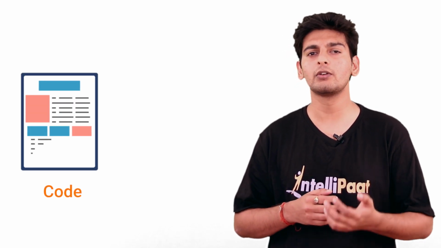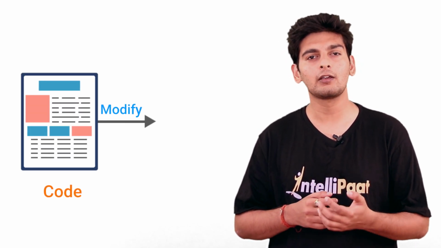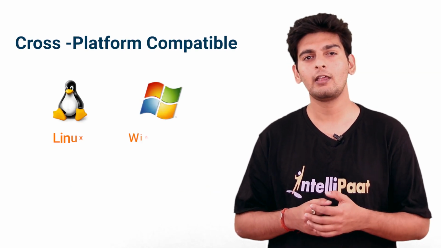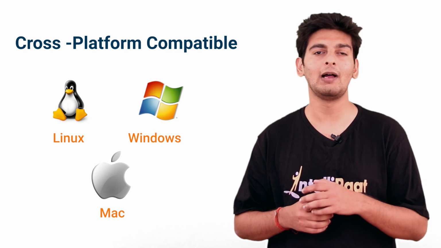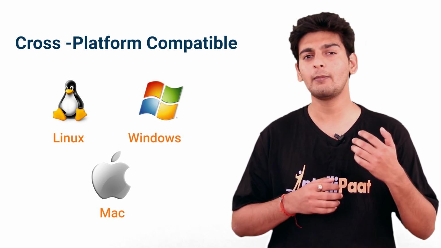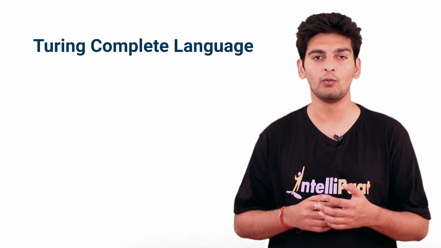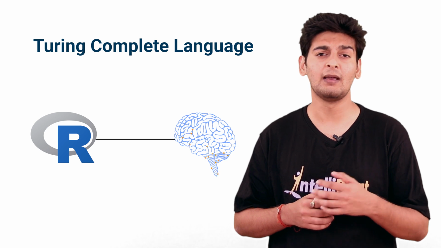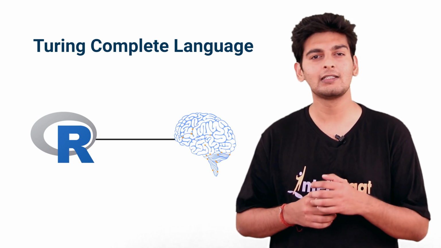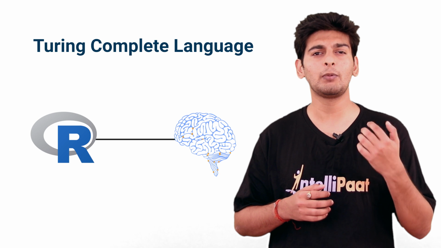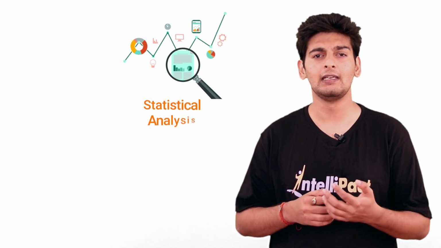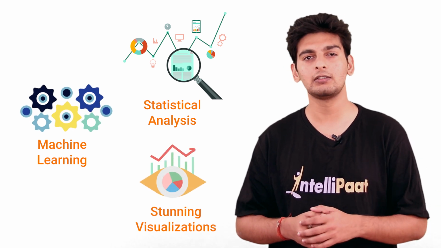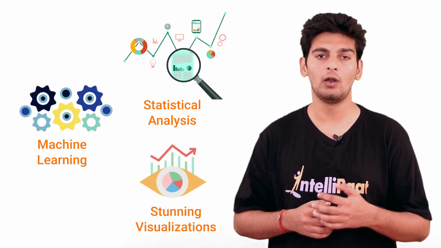And since R is open source software, you can actually modify the code and add your own innovations to it. And being cross-platform compatible, you can run the same R code on multiple operating systems. And the best thing about R is, it is a Turing complete language. That is, it can perform any task which a Turing machine can. Now that is amazing, isn't it? So this is what makes R such a powerful language. You can do multiple operations with R, such as statistical analysis, implement machine learning algorithms, and also create stunning visualizations, all with this super language called R.